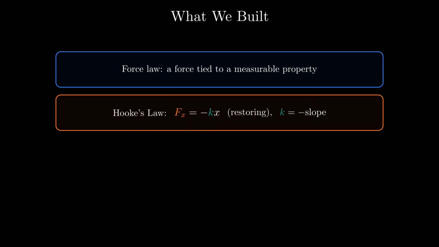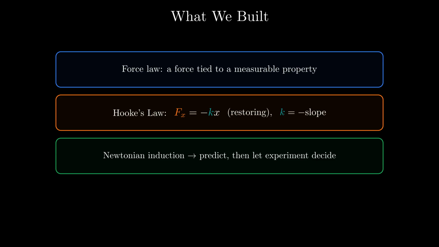Step back and see what we built. A force law ties a force to something measurable. For the spring, that law is Hooke's law, a linear restoring force, F sub x equals minus kx, with the spring constant read straight off the slope of force versus displacement. From a few careful measurements, Newtonian induction lifted us to a rule that predicts forces and accelerations we never directly measured, and it stands ready to be revised the moment nature disagrees. That is the engine of physics. Measure a little, model boldly, predict widely, and always let experiment have the final word.